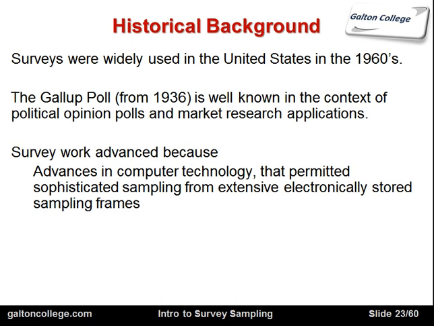Survey work advanced because of advances in computer technology that permitted sophisticated sampling from extensive electronically stored sampling frames. As we surrender more and more of our information to online companies, the sampling frames become bigger, and there's more opportunity for people working in the computer, marketing and surveying business to get access to information through databases and to conduct surveys electronically without even needing to see the people face to face.